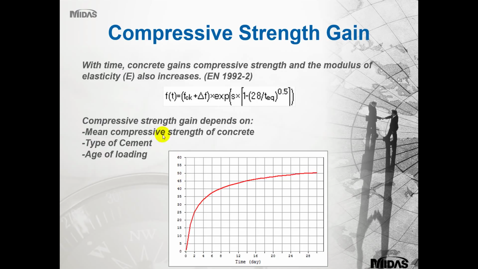Now looking at the compressive strength gain. With time, concrete gains compressive strength, and the modulus of elasticity also increases as per the Eurocode 2. This is the actual calculation for that compressive strength gain increase. And there's the curvature on the graphical representation there over time in days. As you see, we've got 50 megapascals, and it will take 28 days to come to that hardening point. This is all based on the age of the loading and also the type of cement that's used.